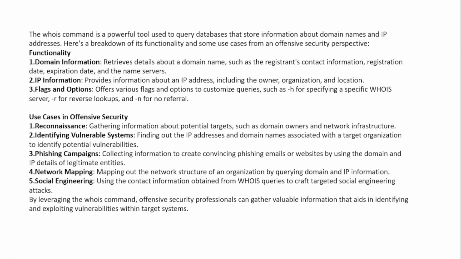Please keep in mind that having a private registry involves a little cost, and so many people do not opt for private registration of their domain names because of the cost involved, and so this information is all publicly available, and we can gain it through the WHOIS command. The second one is IP information. It provides information about an IP address, including the owner, organization, as well as the location.